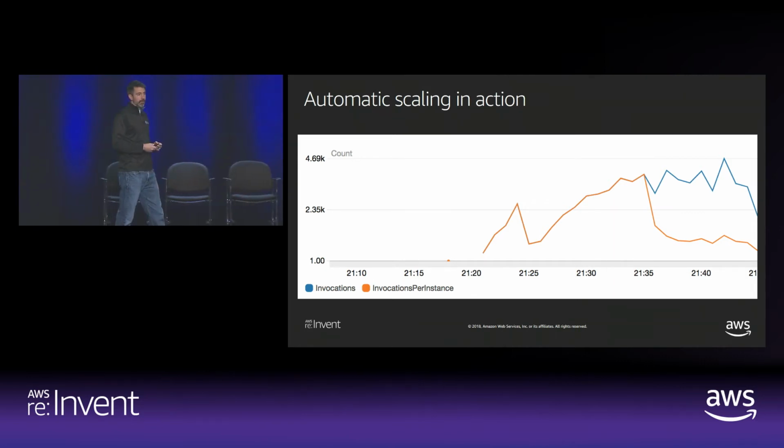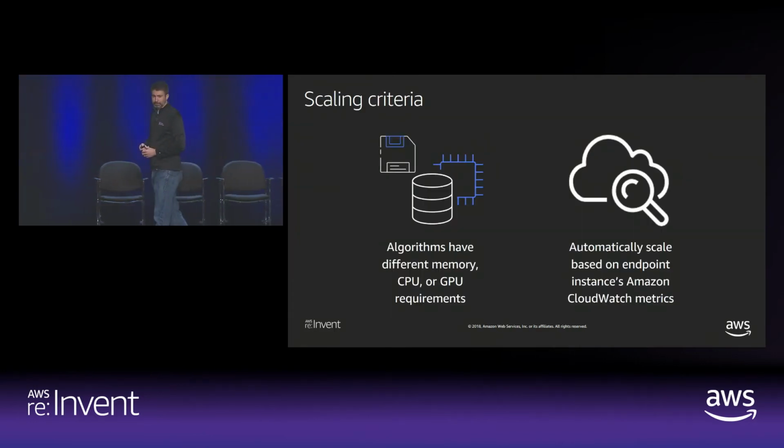The invocations per instance go down. New instances have been added, so the load balancer starts partitioning out. You keep the same total level of invocations, but invocations per instance goes way down because you now have new instances in your endpoint, and you can better manage your traffic or better respond to your traffic with better latency.